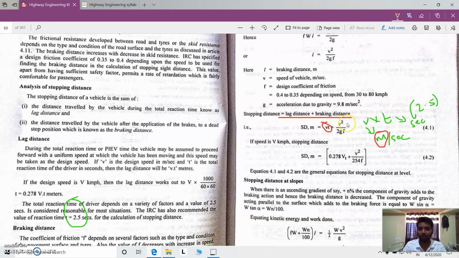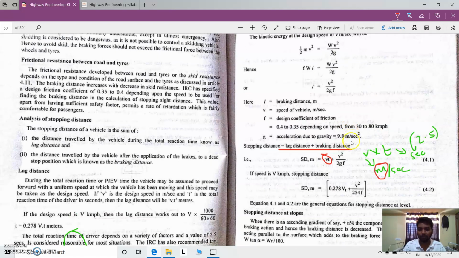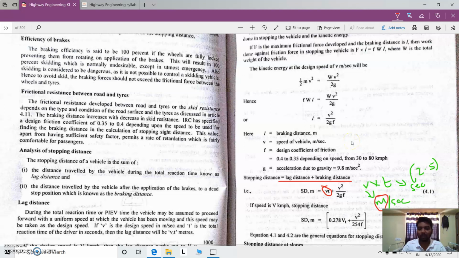In that case we are concerned with friction values, and the kinetic energy of the vehicle, which is gained by the speed of the vehicle traveling before applying the brake. Here the kinetic energy equation is considered, that is half mv square. We all know that the kinetic energy of a body is half mv square, where m is the mass of the vehicle and v is the speed of the vehicle.